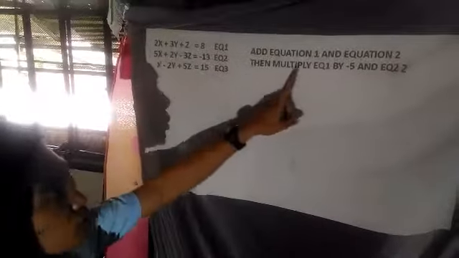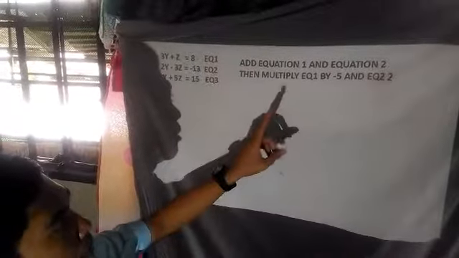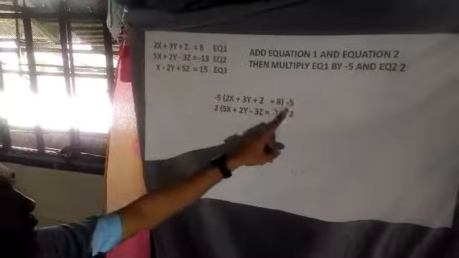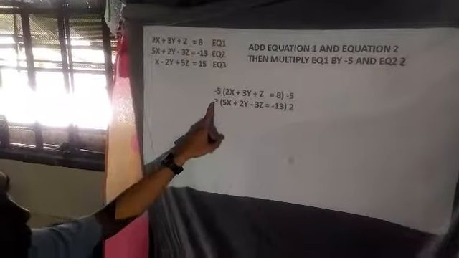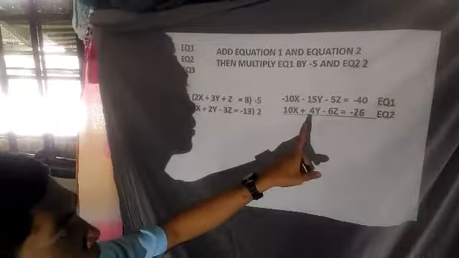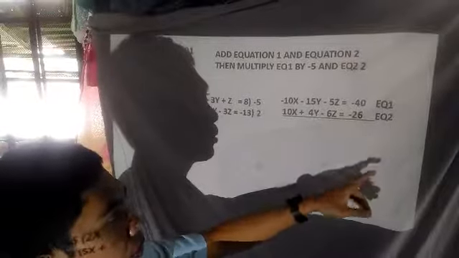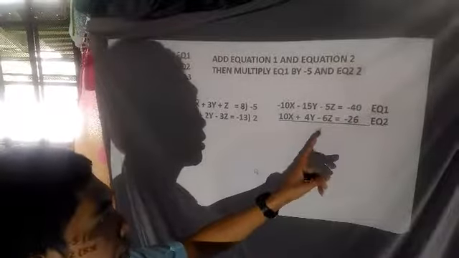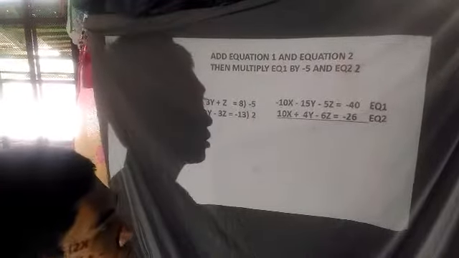So we try to eliminate the x. In order to eliminate the x, we add equation 1 and equation 2, then multiply equation 1 by negative 5 and equation 2 by 2. So you multiply both sides. Equation 1, you multiply both sides by negative 5, then equation 2 by positive 2. So our result is negative 10x minus 15y minus 5z equals negative 40, our equation 1. And equation 2 we have 10x plus 4y minus 6z equals negative 26, our equation 2.